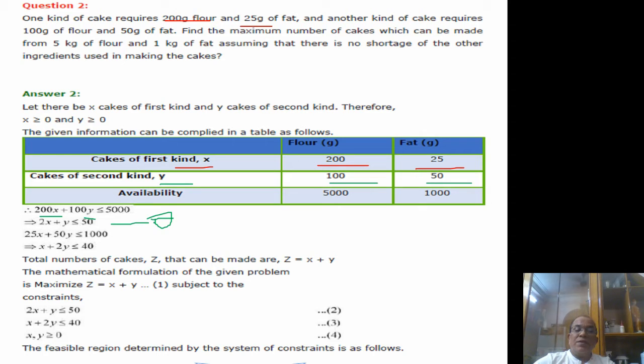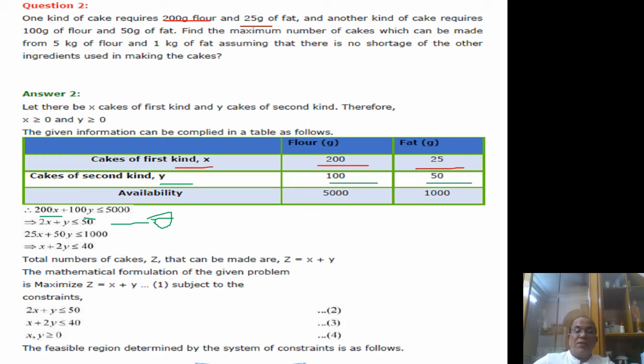Total number of cakes z. How many cakes are we making? x of first kind and y of second kind. So total number of cakes will be x plus y, and we have to make the maximum number of cakes, right? So we have to maximize z equal to x plus y under the constraints 2x plus y equal or less than 50, x plus 2y equal or less than 40, and x, y should be equal or greater than 0.